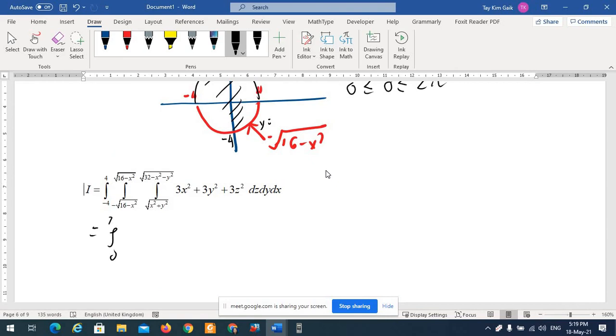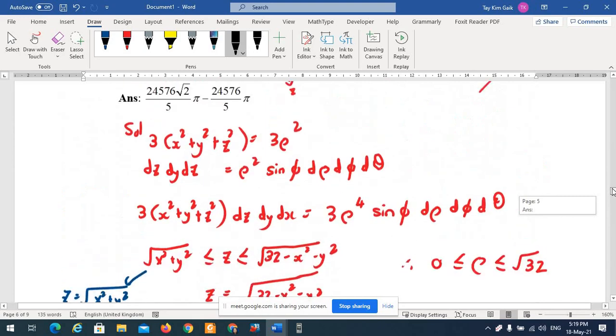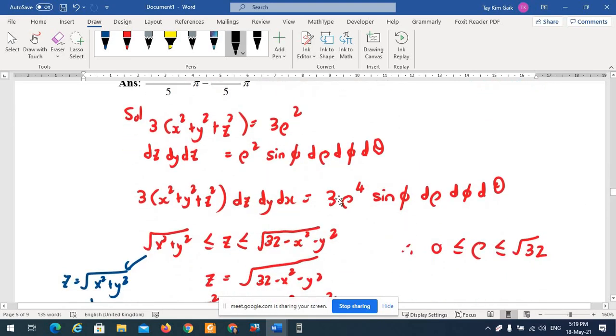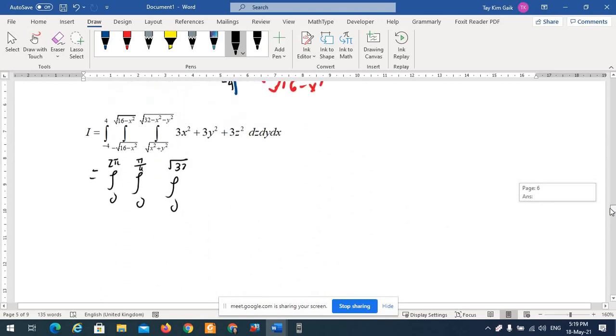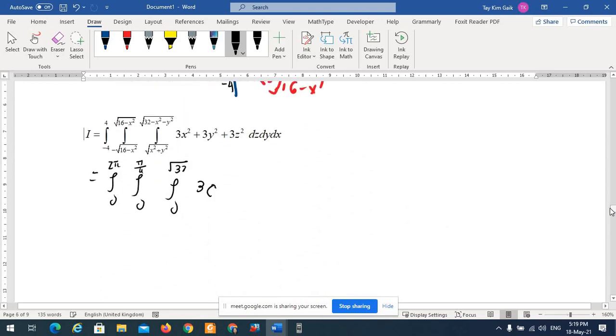Theta from 0 to 2 pi, phi from 0 to pi over 4, rho from 0 to square root of 32. The integrand 3x squared plus 3y squared plus 3z squared dz dy dx, as we solved at the top part, becomes 3 rho to the power 4 sin phi d rho d phi d theta.